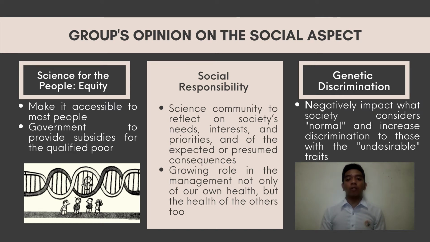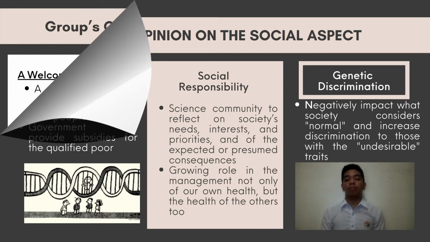Next is our social responsibility. We should not only focus on our own health, rather, we should care about the health of others too. As part of science community, we should contemplate what society wants to tell us, may it be the public's needs, interests, priorities, and the likes. Unfortunately, this generates a negative perspective on what society considers normal, consequently increasing the discrimination for those having undesirable traits. However, through ethical and social considerations, regulations are being employed to counteract this kind of view, like the Genetic Information Non-Discrimination Act of 2008 in the US.